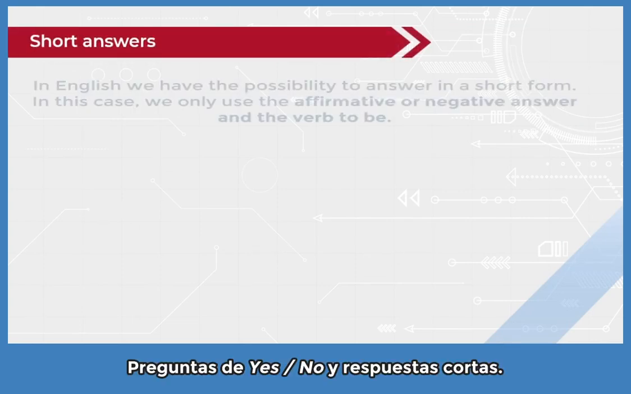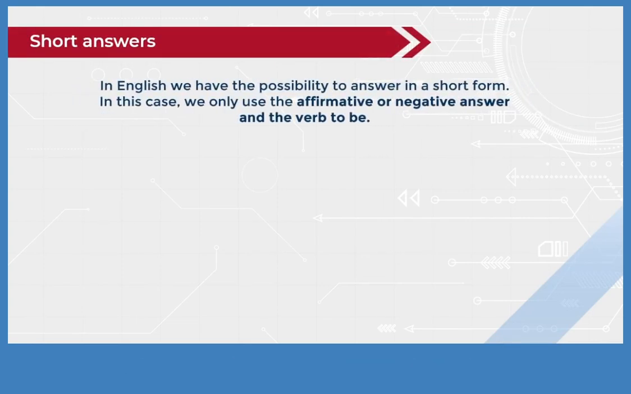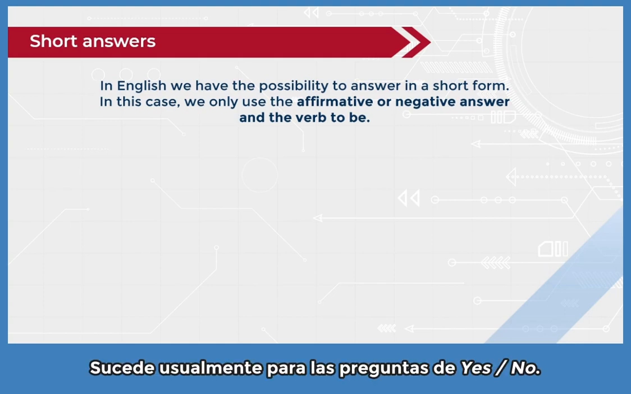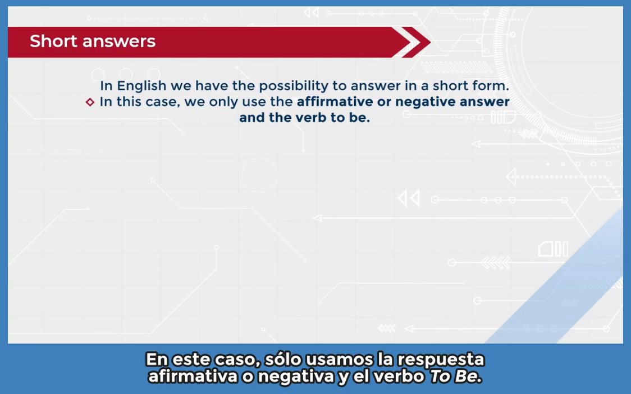Yes/no questions and short answers. When asking questions in English, we have the possibility to answer in a short form. That is usually used for yes/no questions. In this case, we only use the affirmative or negative answer and the verb to be.